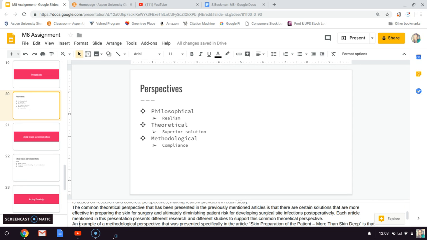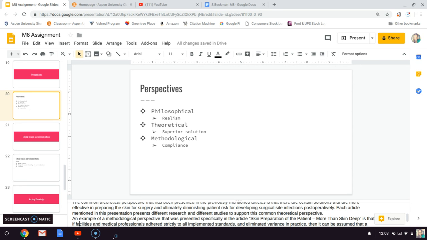The common theoretical perspective that has been presented in these articles is that there are certain solutions that are more effective in preparing the skin for surgery and ultimately diminishing patient risk for developing surgical site infections. Each article mentioned in this presentation presents different research and studies to support this common theoretical perspective.